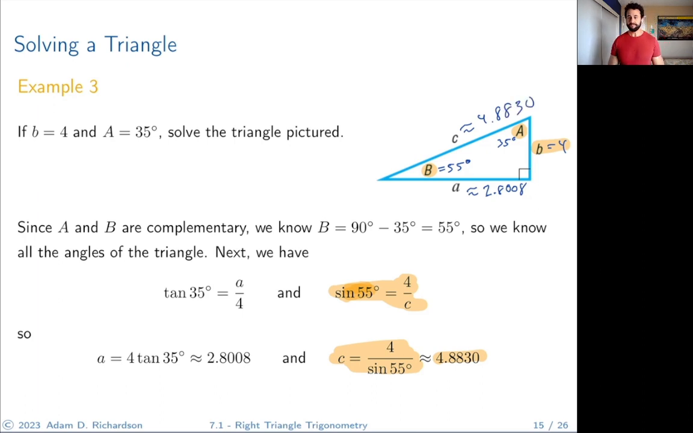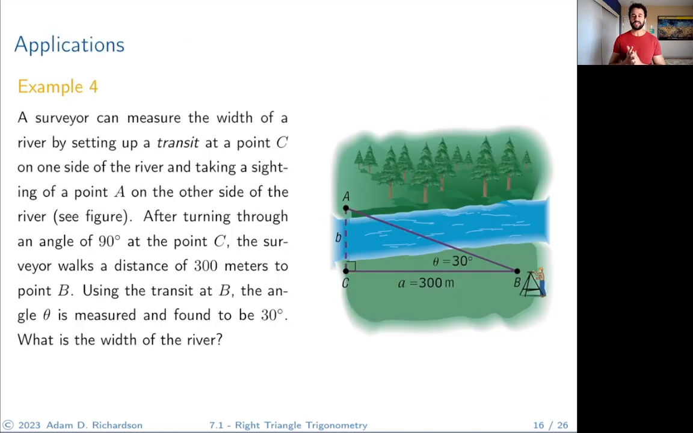4.8830. All right, now the triangle is solved. We know all 3 angles, we know all 3 legs. Solved. Okay. All right, now let's move on to some applications. A lot of where right triangle trigonometry gets used is in applications.